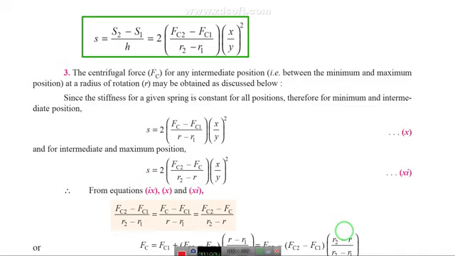Considering the intermediate position, between the minimum and intermediate position, S is equal to 2 times Fc minus Fc1 divided by R minus R1 into X by Y the whole square. During the maximum position, we calculate from Fc2 minus Fc divided by R2 minus R into X by Y the whole square. Relating the three equations, the final expression we get is Fc2 minus Fc1 into R2 minus R divided by R2 minus R1.